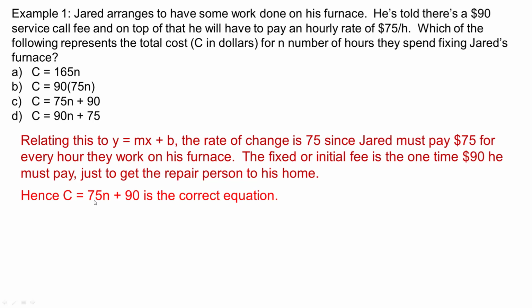So relating it to y equals mx plus b, m is the rate, and b is the initial amount, or the fixed amount. So we put the 75 where the m is, and the 90 where the b is. And of course, instead of y, we're calling it cost C. Instead of x, we're calling it the number of hours. And so C equals 75n plus 90 would be the correct answer for this one.